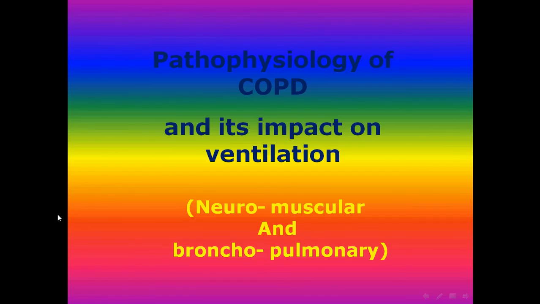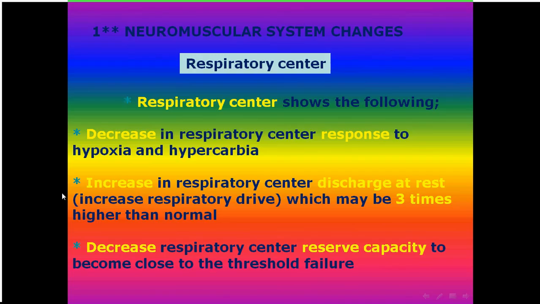What are the pathophysiological problems of COPD and its impact on ventilation? When we deal with the patient's respiratory system, we deal with the neuromuscular and the bronchopulmonary systems. The respiratory center is very important, and you have to look at this center. There is a decrease in the respiratory center response to hypoxemia and hypercarbia, and an increase in the respiratory center discharge and firing, which we call the respiratory drive.